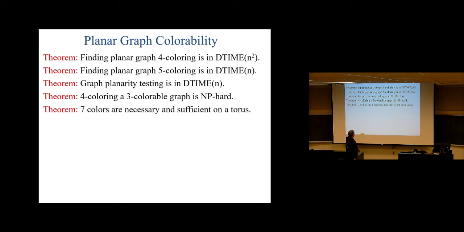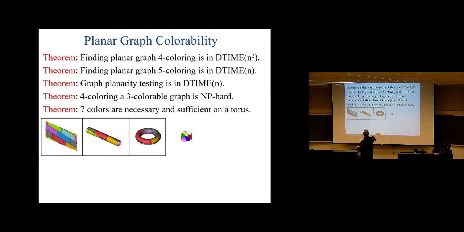But we know, for example, that on a torus, seven colors are both necessary and sufficient. So if the surface is not a plane, but a more complicated surface, like a torus or a double torus, right? It looks like a donut. Four colors no longer suffice, like in a plane. So here's an example where you need seven colors.